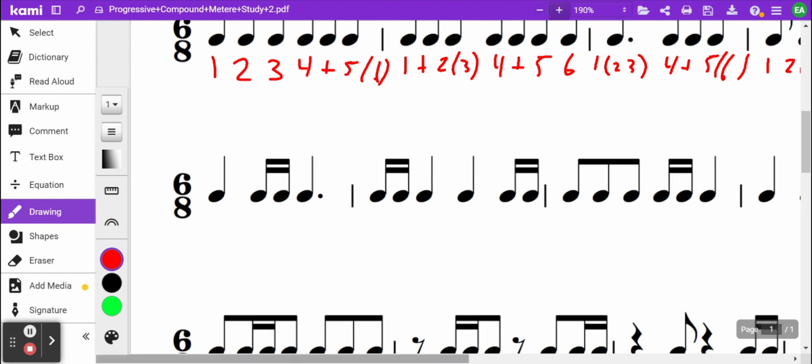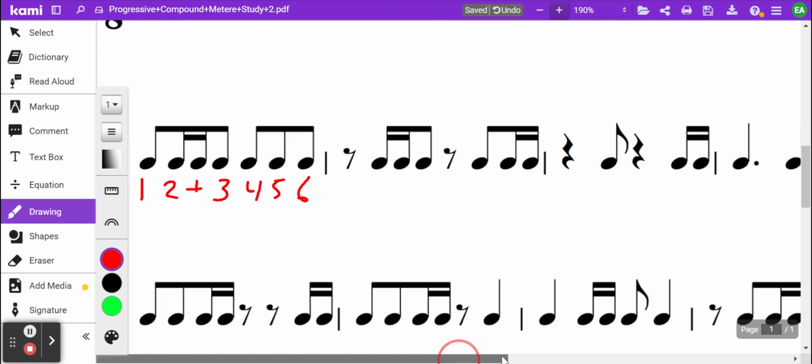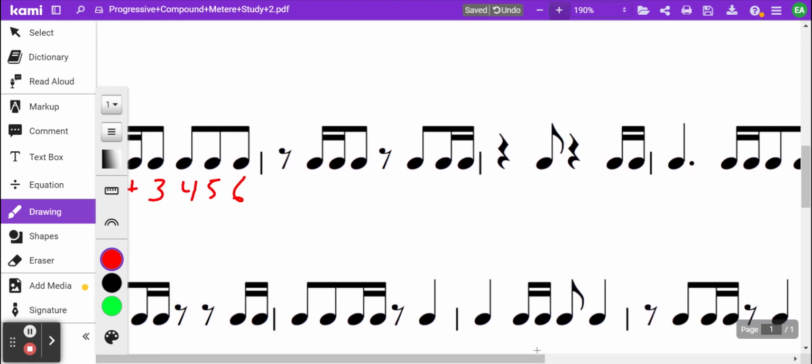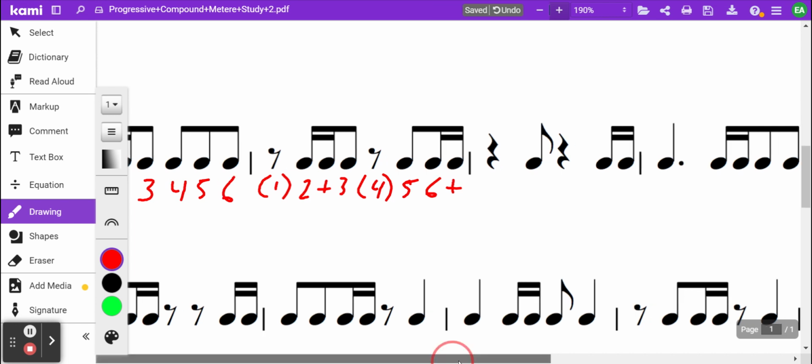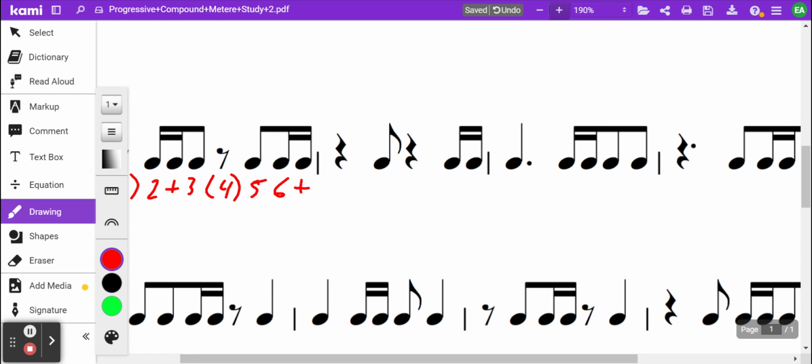Okay, so let's see. I'm on the wrong line. This is line 4. Okay, so 1, 2, and 3. Hopefully this is easy peasy by now. 4, 5, 6. Now this, it will be easy to count, but actually if you tried to play this, this would feel really awkward not playing on beat 1. So 1 in parentheses, 2 and 3, and then 4 in parentheses, 5, 6, and. So this definitely would be a challenge to play for sure. And maybe we'll do this one in class after we've practiced some of the easier ones.